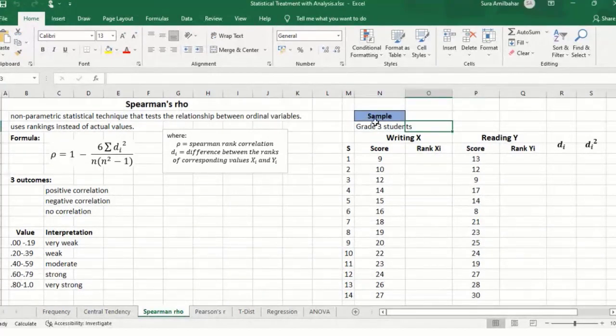For grade 3 students, for example, the research problem is that may relationship pa ba ang grades nila sa writing versus ang grades nila sa reading. Does it really follow? Like, for example, if you are good in writing, are you also good in reading? Gustong malaman natin yon dito sa example na ito. Now, how are we going to rank this? Pwede nyo imano-mano, okay? Or pwede nyo rin gamitan ng Excel. But for this one, naka-arrange na siya.